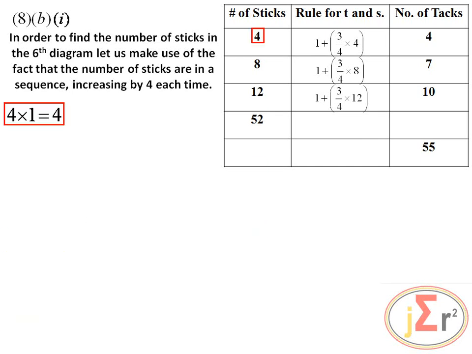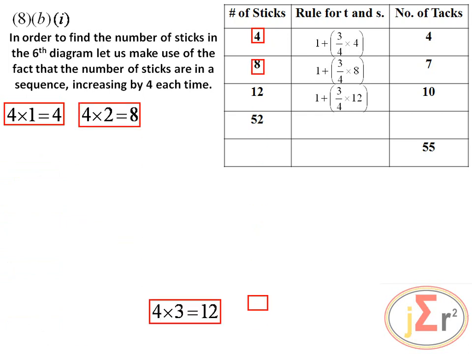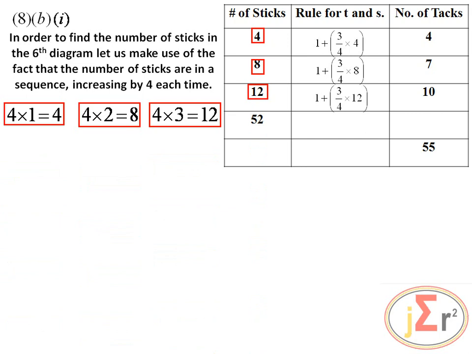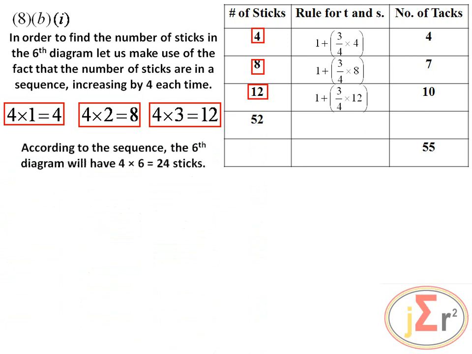Notice that we are going up by 4 each time. So the first one is 4 multiplied by 1. 4 times 2 is 8. 4 times 3 is 12. The sixth diagram will have 4 times 6, which is equal to 24. So according to the sequence, the sixth diagram will have 4 multiplied by 6, which is equal to 24 sticks. There we have it, 24 sticks.